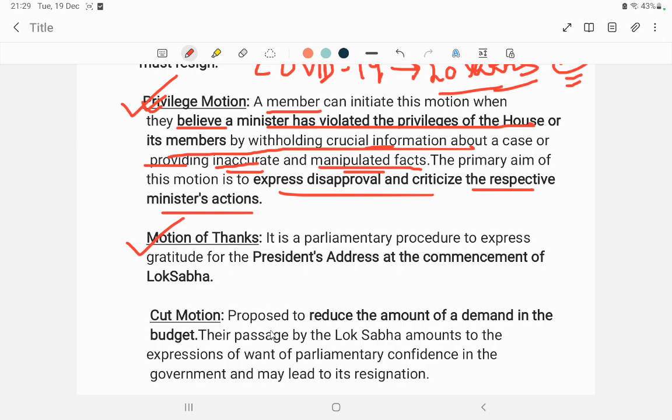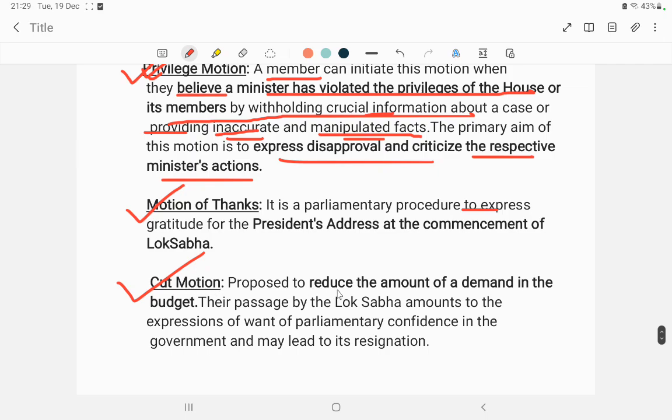For example, in a parliament session, the President first inaugurates the parliament. Every session, whether it is the monsoon session, winter session or budget session, the President first begins, so the President's speech comes first. Then the motion of thanks, to express gratitude, and the cut motion, to reduce the amount of the demand in the budget.